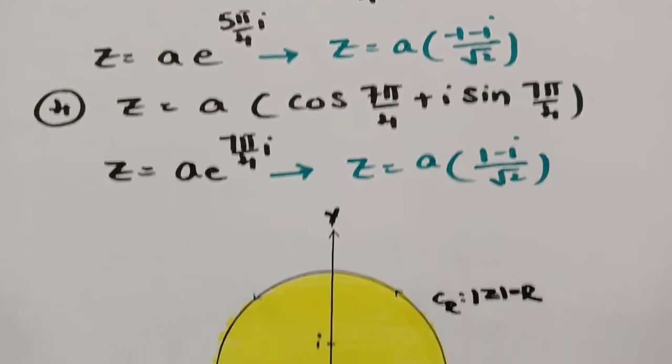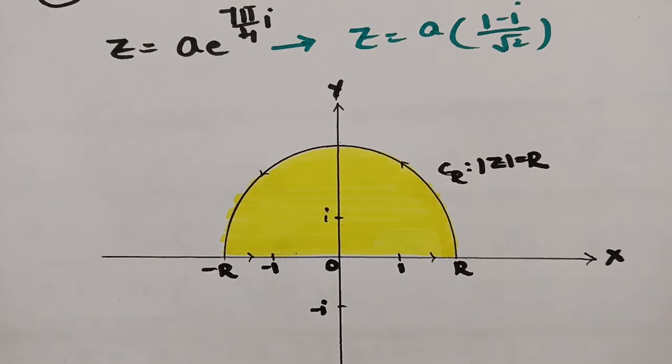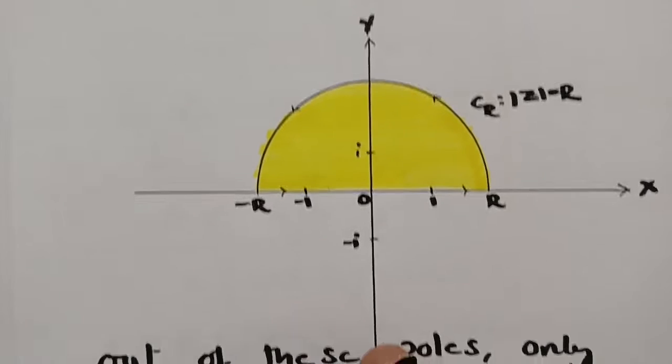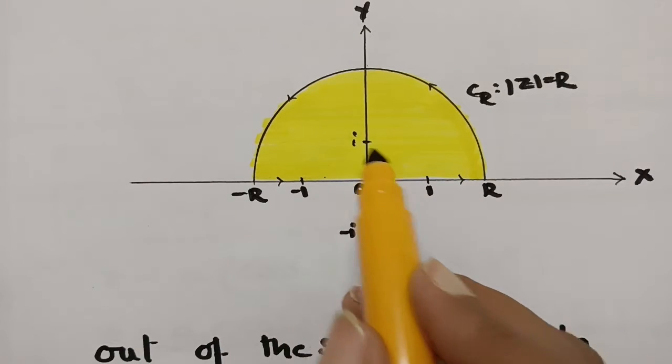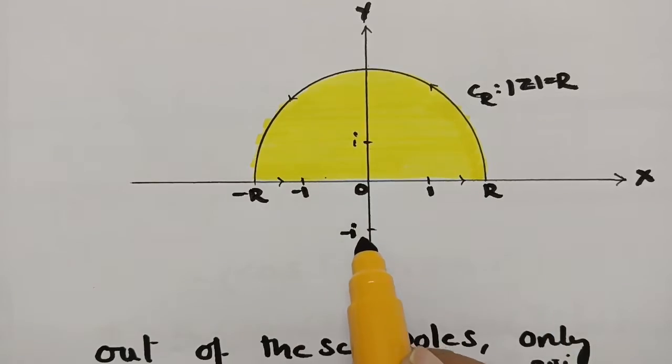So what is the contour here? The contour is nothing but the semicircle, together with the real axis from minus r to plus r. This is a semicircle curve, and we have to check. So let's get started. Initially this is 0, so this will be 1 and this will be minus 1. This is the imaginary part plus i and this is minus i.